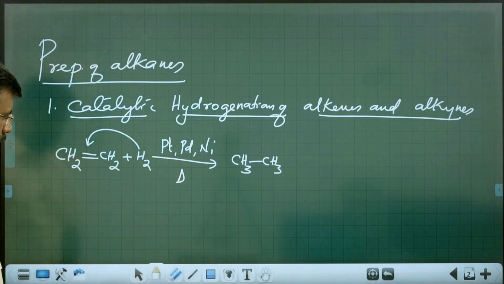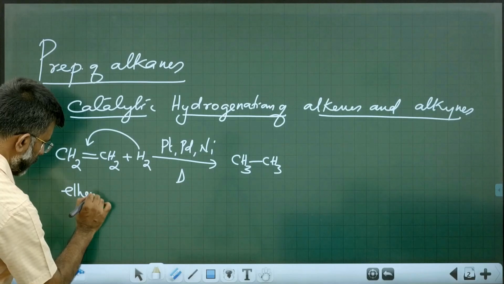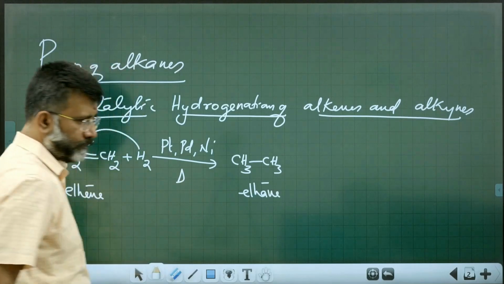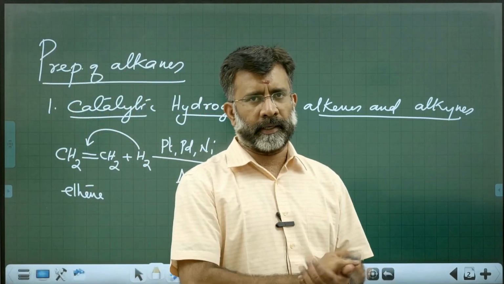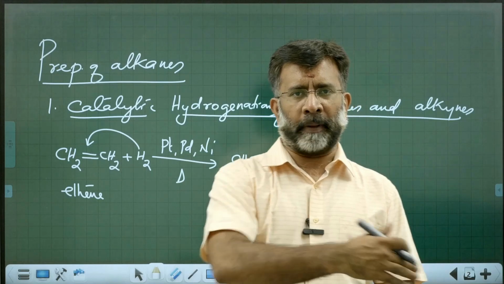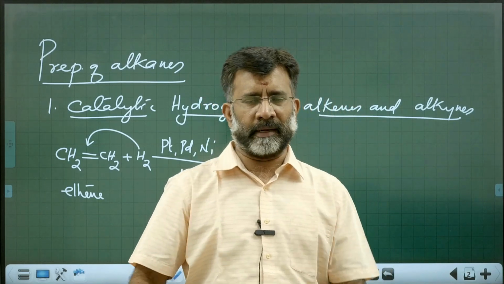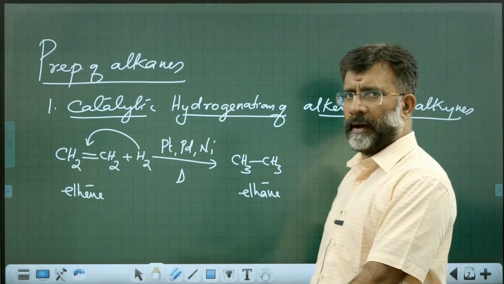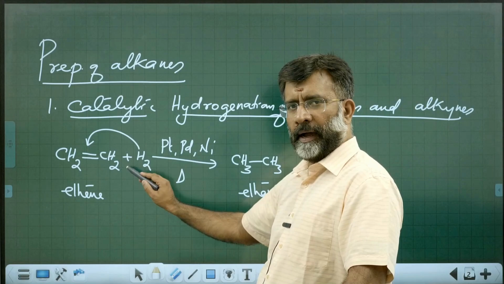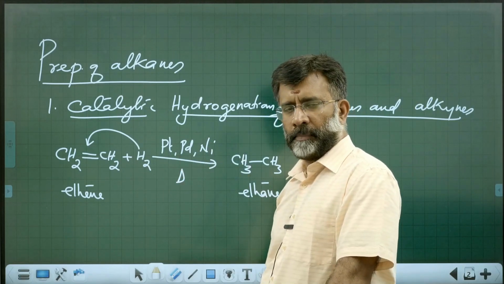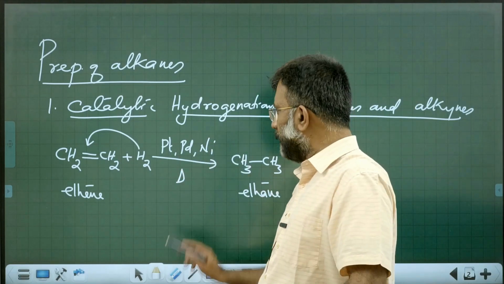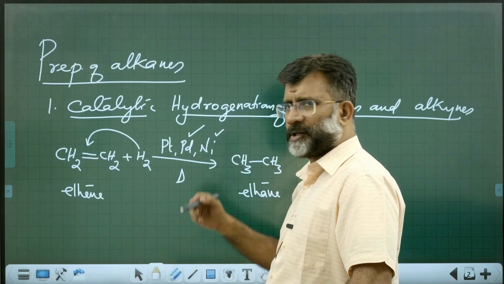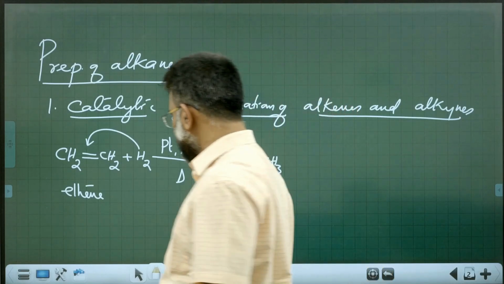CH3-CH3, where you can find ethene is catalytically reduced to ethane. So ethene becomes ethane. Propene becomes propane. Butene becomes butane. Like that. So the given alkene is converted to the corresponding alkane on heating with hydrogen and a catalyst: platinum, palladium, nickel, etc. If it is palladium, room temperature is enough. If it is nickel, we need to heat it slightly. Many times we use Raney nickel.